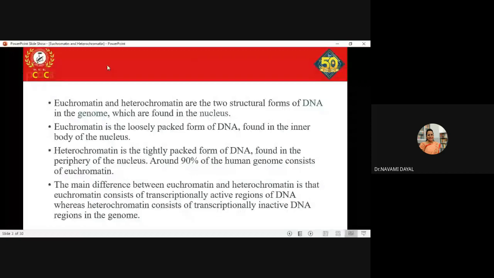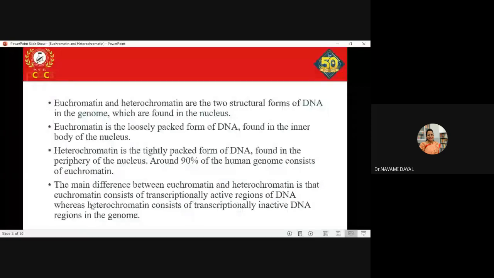Around 90% of the human chromosome consists of euchromatin. That means almost 90% carries transcriptionally active genes, and about 10% of genes are transcriptionally inactive in your body. The main difference is that euchromatin consists of transcriptionally active regions of DNA, whereas heterochromatin contains transcriptionally inactive regions of the DNA in the genome. Till here, the basic introduction, is it clear to everyone?